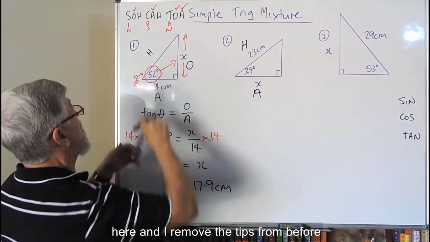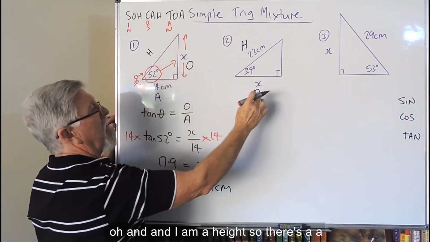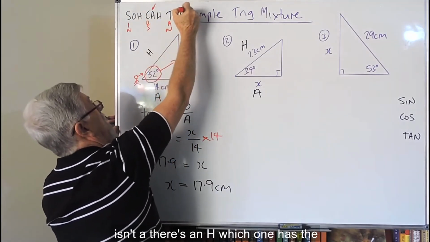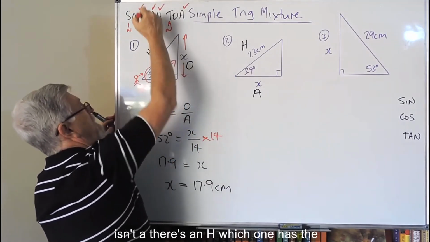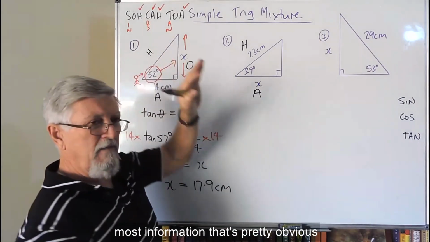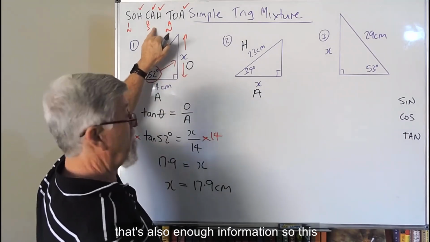So if I go back to here and I remove the ticks from before, now I'm talking about an O, an A and an H. There's an A, there's an A, there's an H and there's an H. Which one has the most information? It's not really about most information, but it's pretty obvious it's the most. It's also about enough information.